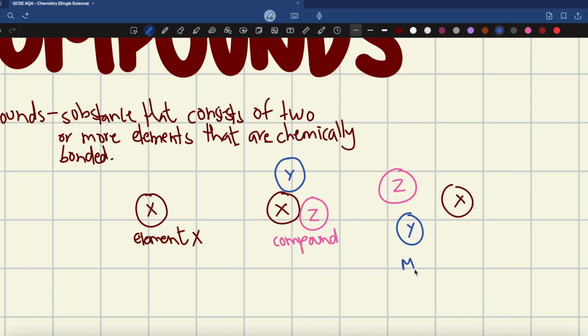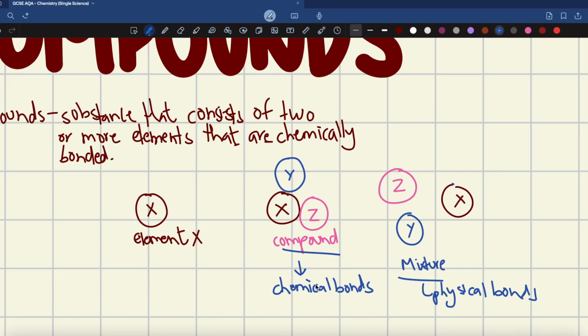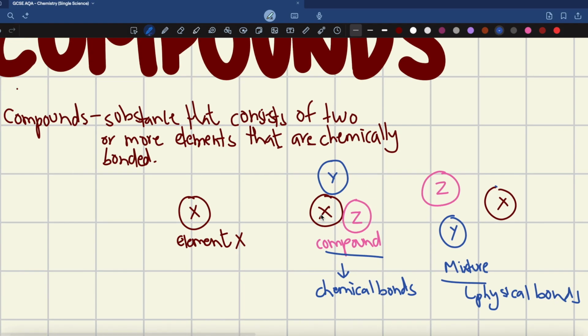Yes, this is called a mixture because this shows that they're not chemically bonded together, that they're not right next to each other. They are physically present. We call this a physical bond. Mixtures form physical bonds. However, in compounds, we are going to see chemical bonds. And how do we spot if something's chemically bonded? Their surfaces, the diagrams, are basically touching each other.